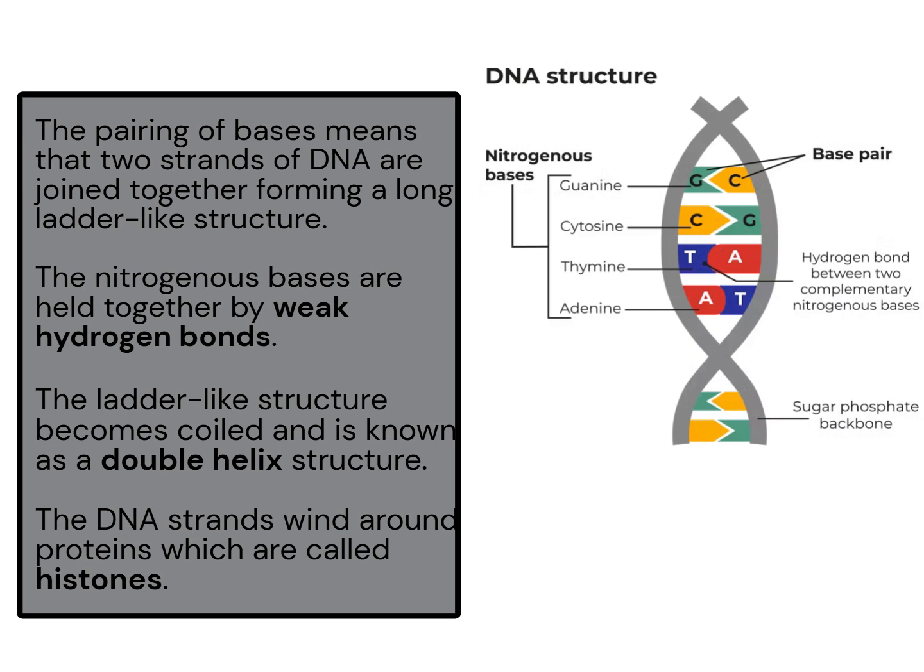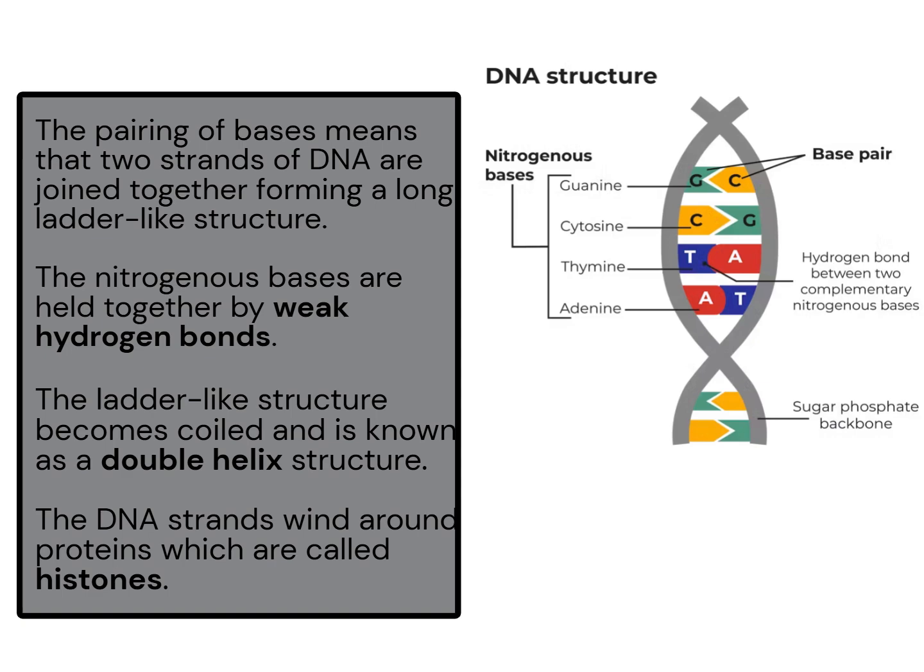Now, the DNA strands wind around proteins, which are called histones. If you look at the structure, we can find the sugar phosphate backbone, the weak hydrogen bond between the two complementary nitrogenous bases, as well as the different nitrogenous bases.